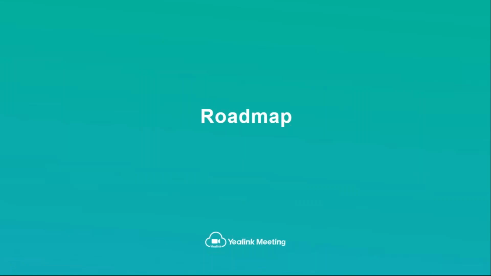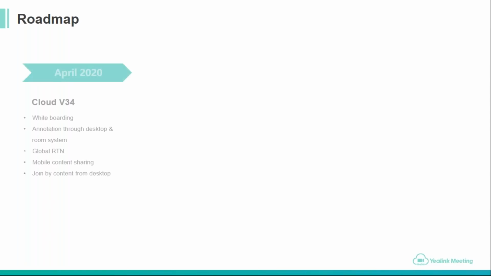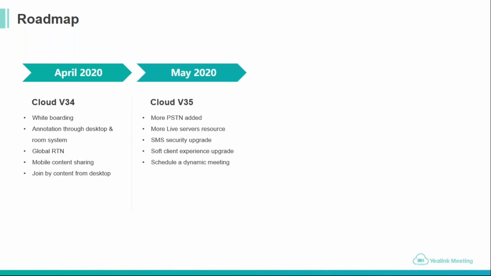Let's see the roadmap of our Yealink Meeting platform. Cloud V3.4 is the version we released in April, and what's in use now. The main feature we added is whiteboarding and annotations across desktop and room systems. The next version will be updated in late May. We add more PSTN and live server resources here. We will provide a local PSTN dial-tone number for Australian users in this version.